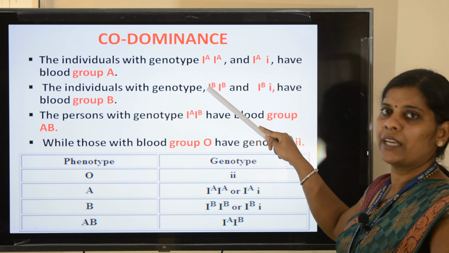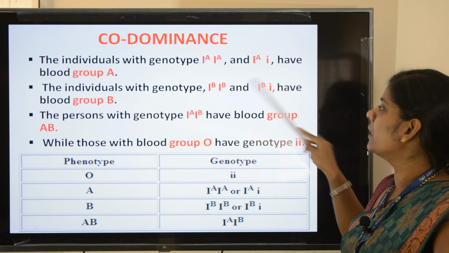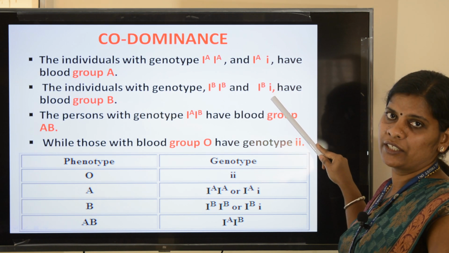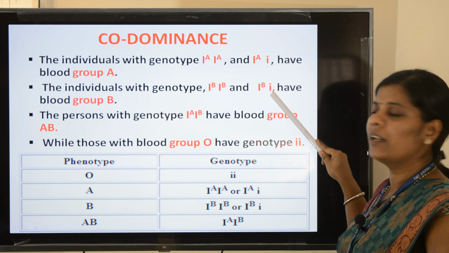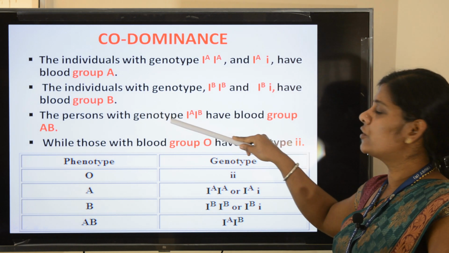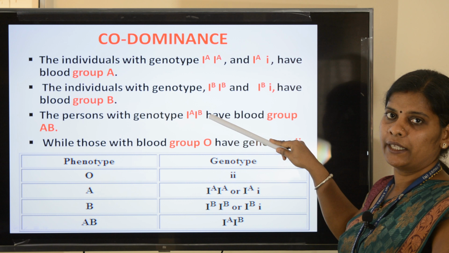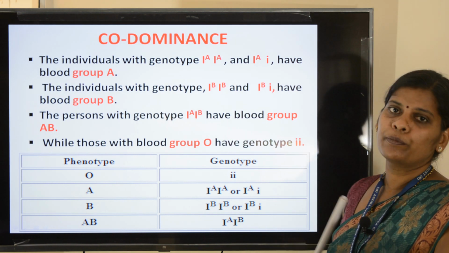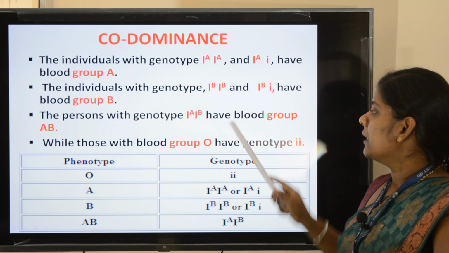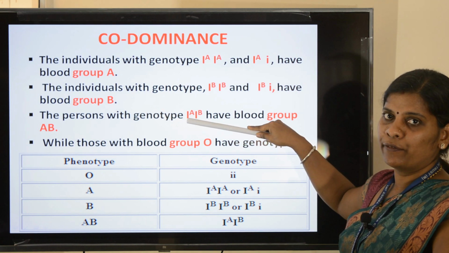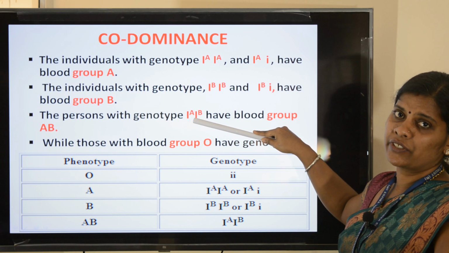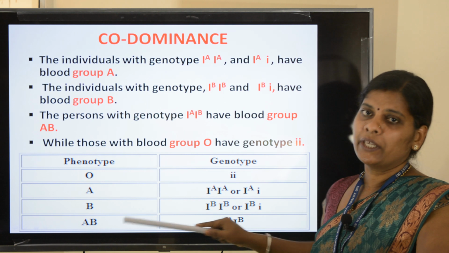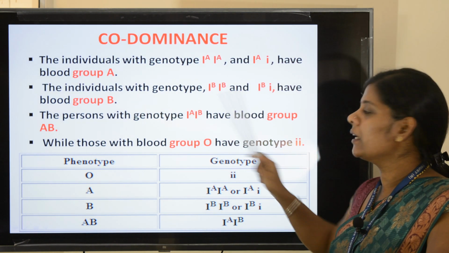Homozygous IBIB, both the alleles are dominant. In heterozygous, one of the alleles is dominant, another one is recessive, IB and small i. The person with genotype IAIB has blood group AB. See here, both the alleles are different and both the alleles express their phenotype. So the individual shows AB phenotype. He shows the AB blood group.